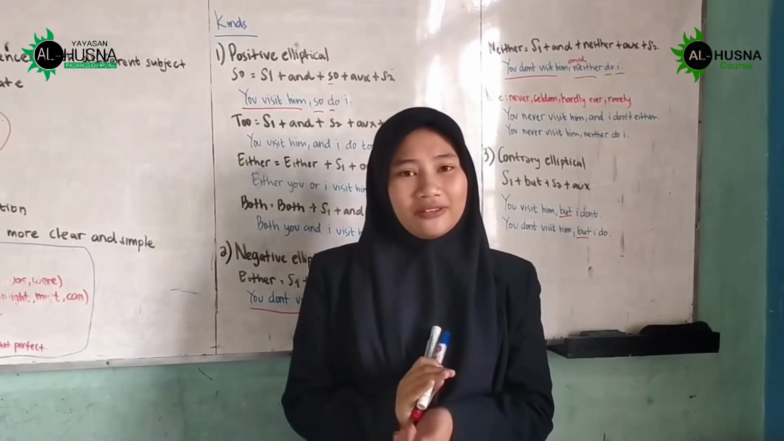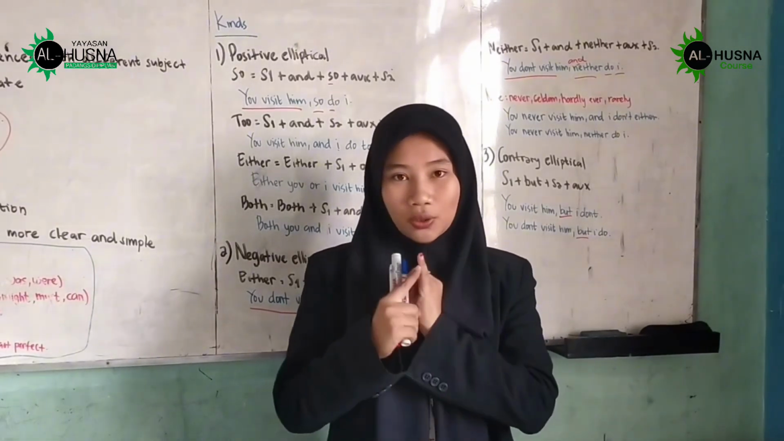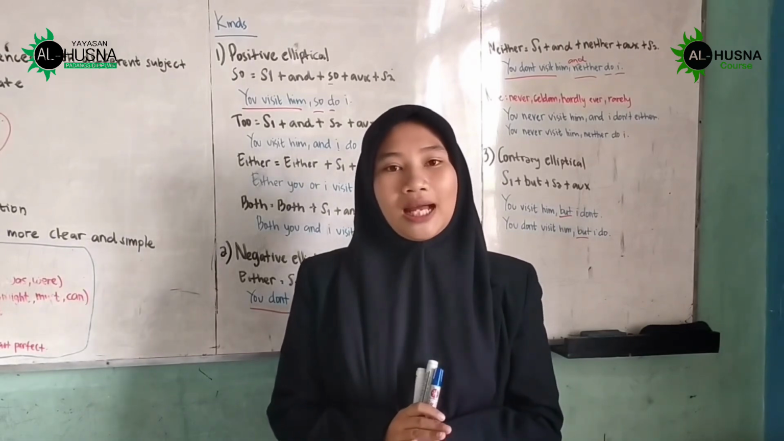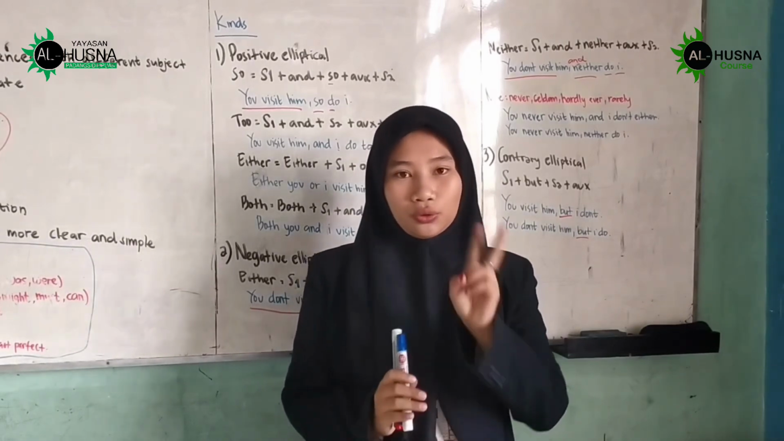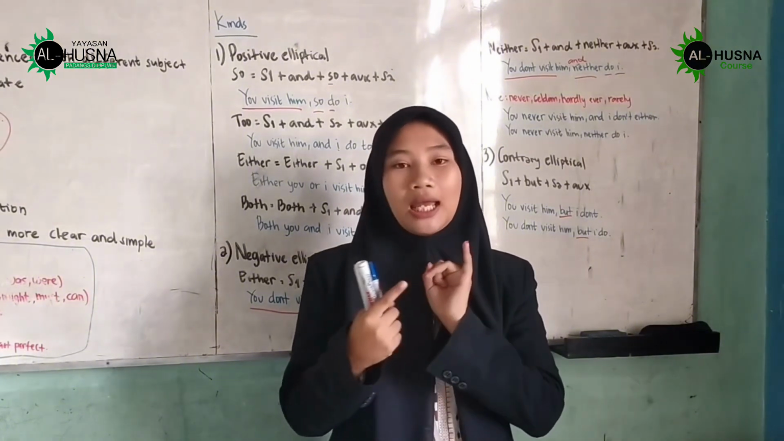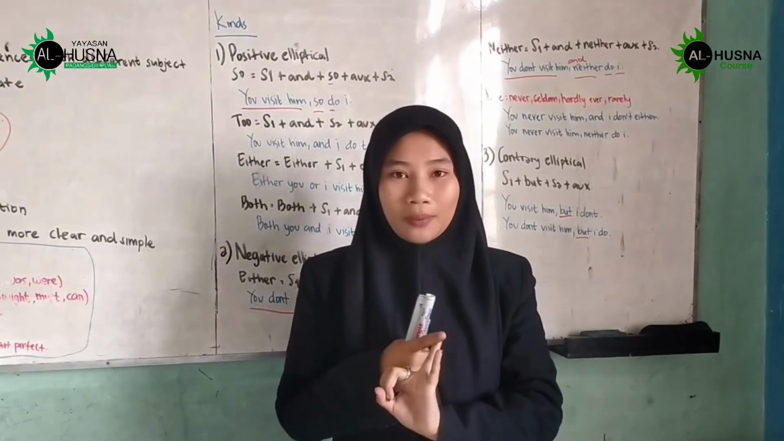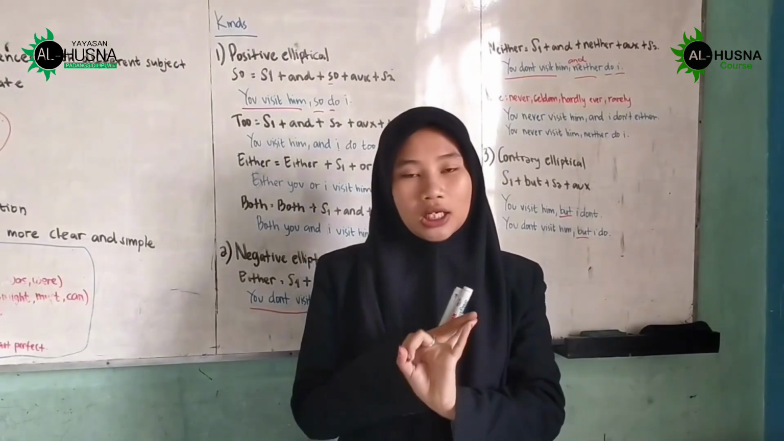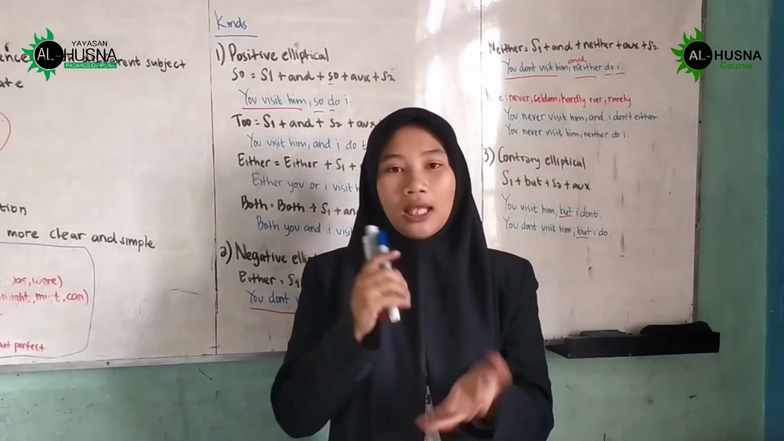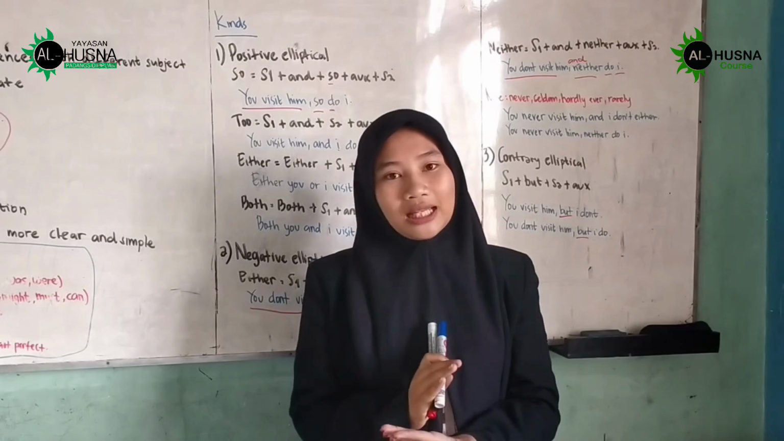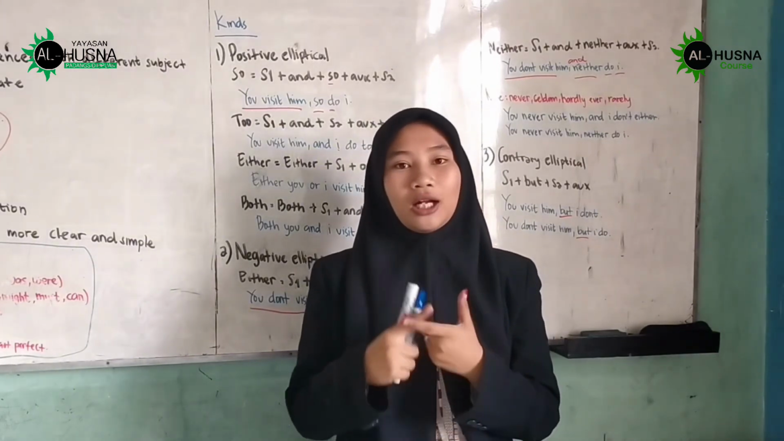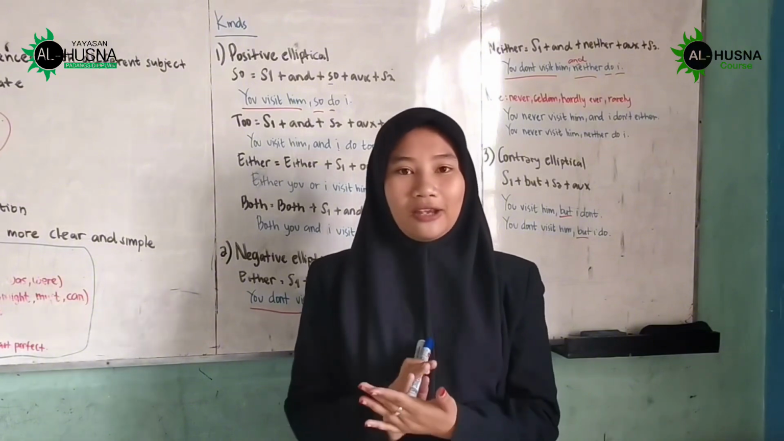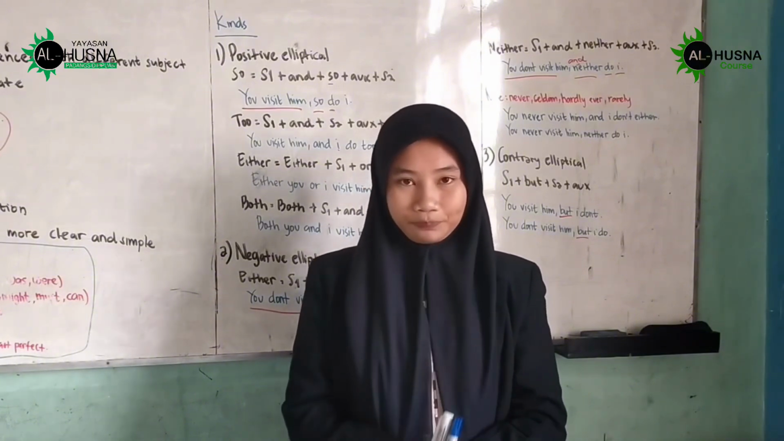Positive elliptical is divided into four types: so, too, either, and both. Negative elliptical is divided into two types: either and neither. You have to make sure that in either the auxiliary has to be negative, and in neither the auxiliary has to be positive. And don't forget about the words with negative meaning such as seldom, never, and hardly ever. We consider those a negative elliptical.